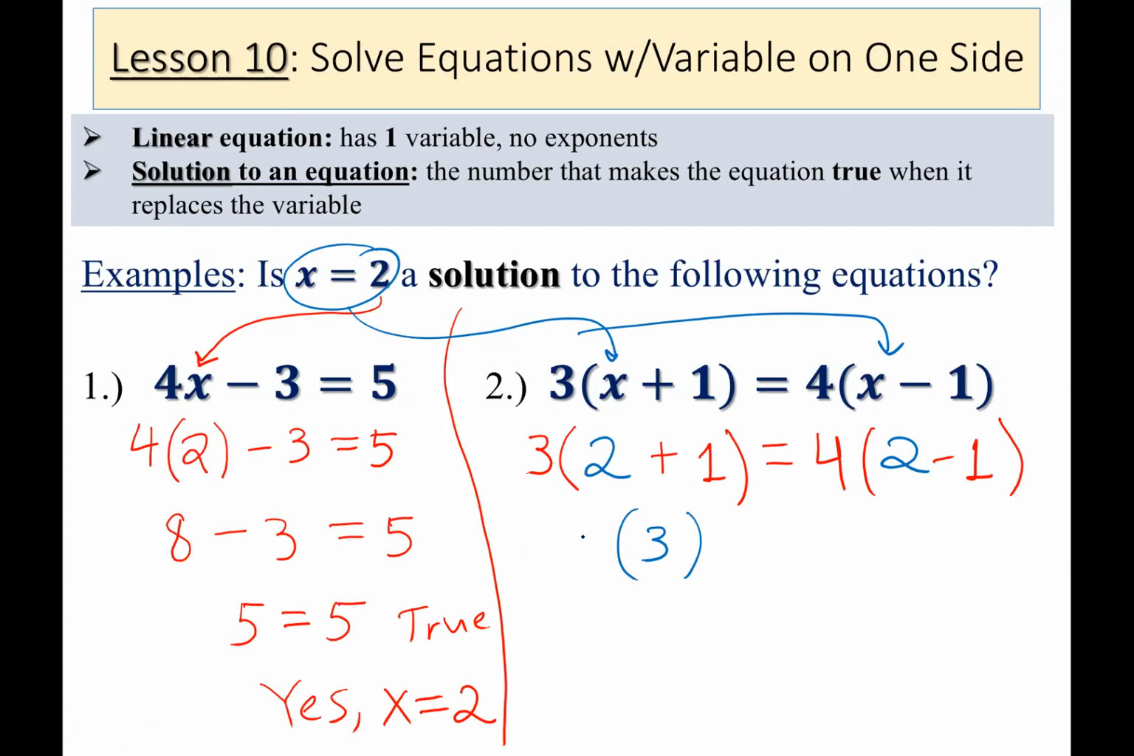And then I'll bring down the other 3. So right now on the left side, instead of 3 parentheses 2 plus 1, I just have 3 parentheses 3, which just means 3 times 3. So that's 9. So I'm getting 9 on the left side. Let's check the right side.